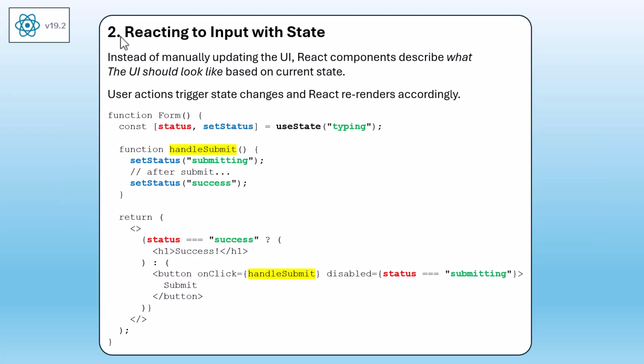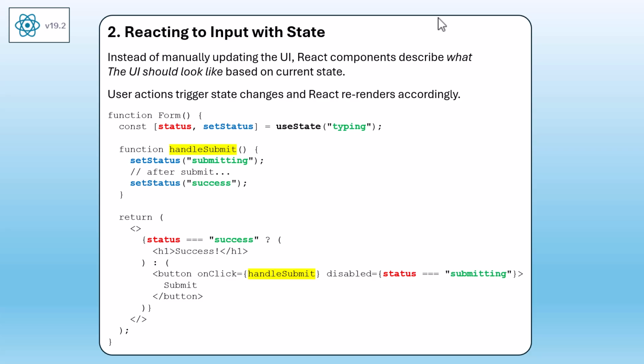2. Reacting to input with state. In React, you don't manually change the user interface with commands like disable this button or show that message. Instead, you describe what the interface should look like for each possible state of your component, for example, an initial state, a typing state, or a success state.